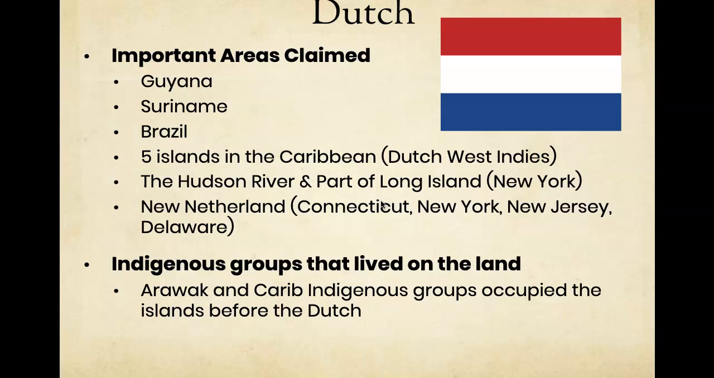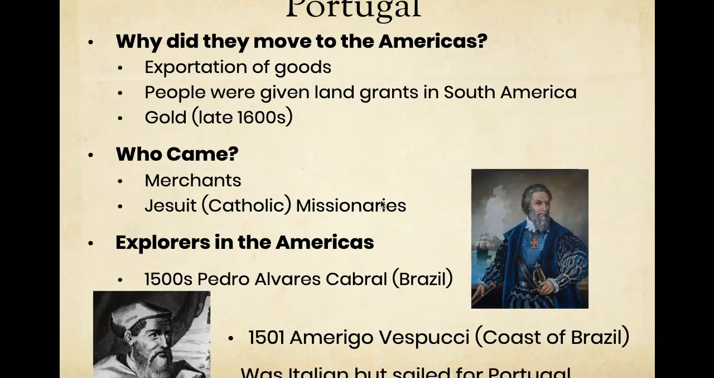Some big indigenous groups that you might have heard of before are the Arawak and the Carib indigenous groups that occupied many of the Caribbean islands before the Dutch arrived.